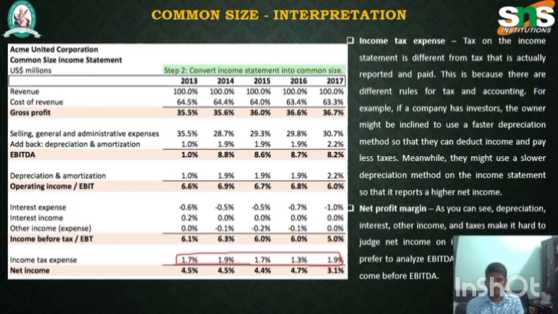Net profit margin: as you can see, depreciation, interest, other income and taxes make it harder to judge net income. It is important to analyze the EBITDA and the operating expenses. Both EBITDA and EBIT are measures of operating income. In India, we take the EBITDA as operating income for analysis purposes. Of course, both are right. Both are operating income. For analysis purposes, we are taking EBITDA.